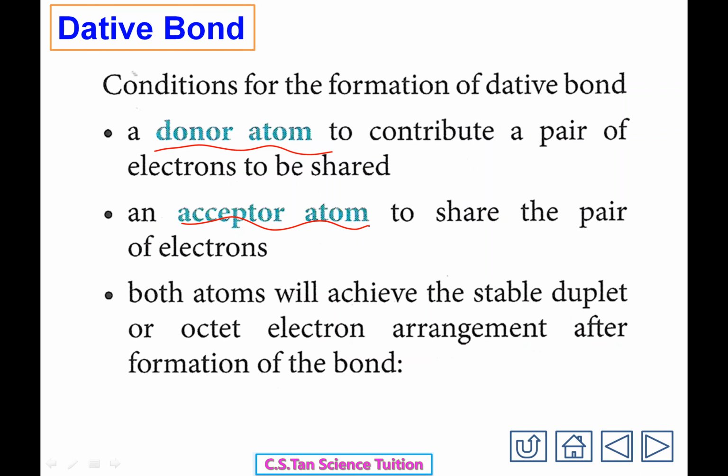So after the formation of the bond, both of them become stable or both of them happy 了. 其中一个愿意贡献出一切, 另外一个什么都没有贡献, but both of them happy 了, they become stable.